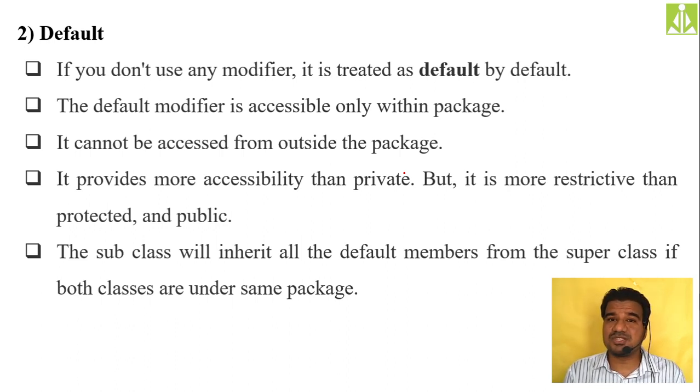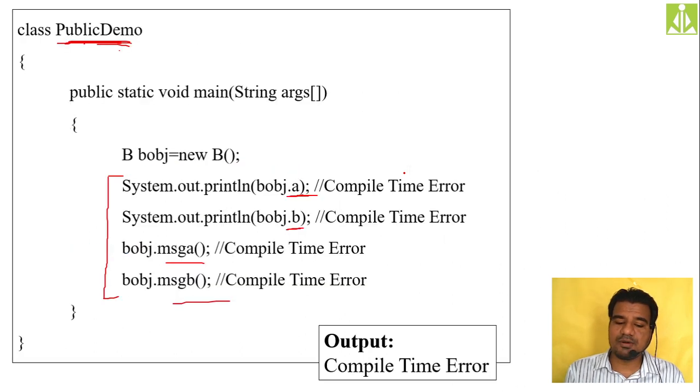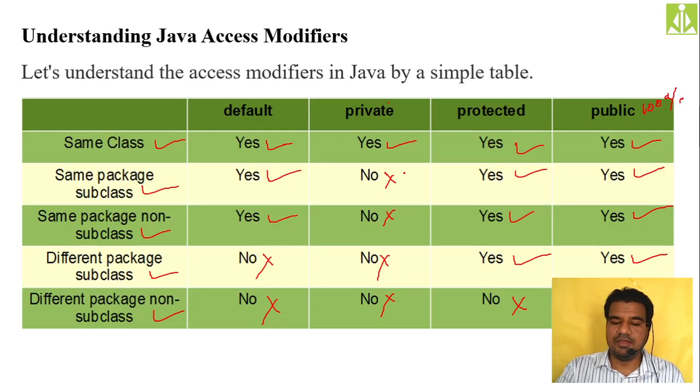Protected will also give access to the subclasses of different package, but default will not give the access to the subclasses of different package. So when you compare the restriction between default and protected, default is more restrictive. In this diagram also you can see here, default is more restrictive than protected. Protected is having 4 yes and only 1 no, but default is having 3 yes and only 2 no. So default is more restrictive than protected. Remember this one.